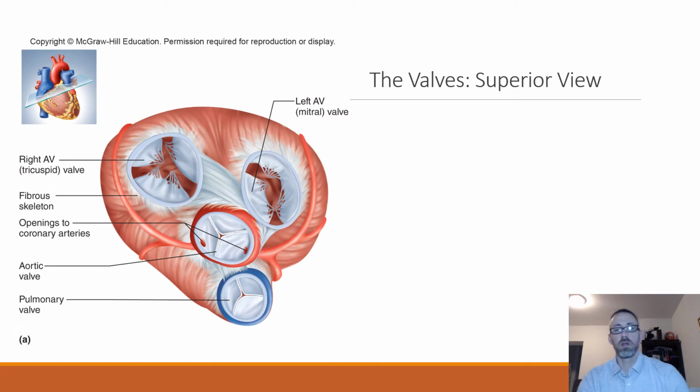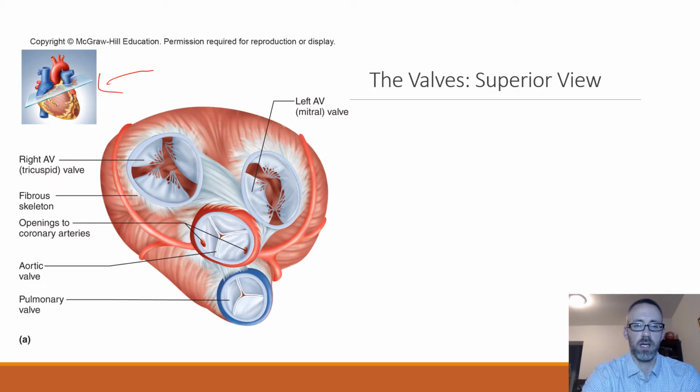Okay, so now we're looking at the valves, but we're looking at it from the superior aspect of the heart. So it's like we're looking down on the heart. And actually, if you look at the cartoon over here, you can see the section. Basically, we remove the atria so that we can see all the valves.